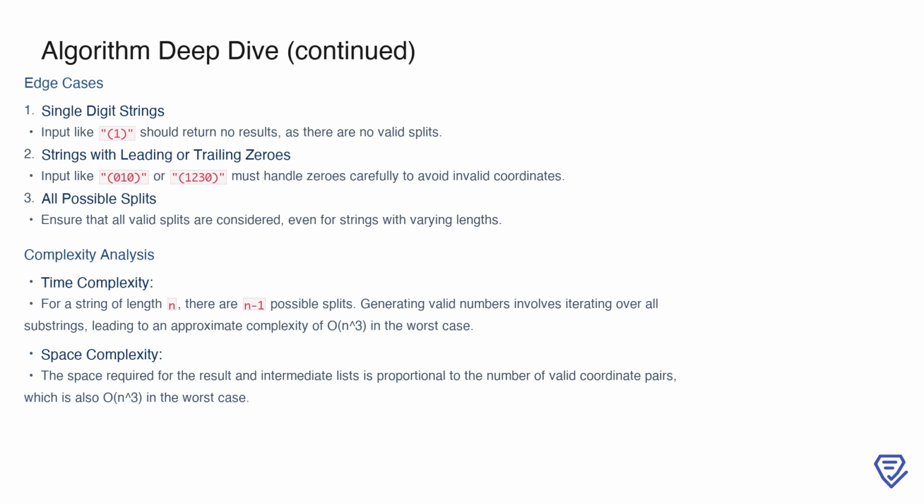In terms of complexity, the algorithm has a time complexity of approximately n cubed, in the worst case. This is because for a string of length n, there are n-1 possible splits, and the generation of valid numbers involves iterating over all substrings. The space complexity also scales with n cubed, as the storage requirements are proportional to the number of valid coordinate pairs generated. Together, these considerations ensure that the algorithm is both efficient and complete, while addressing all potential edge cases.